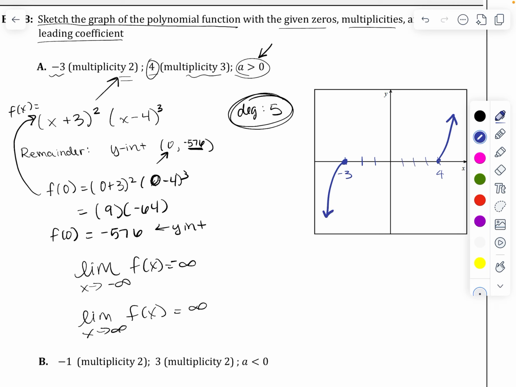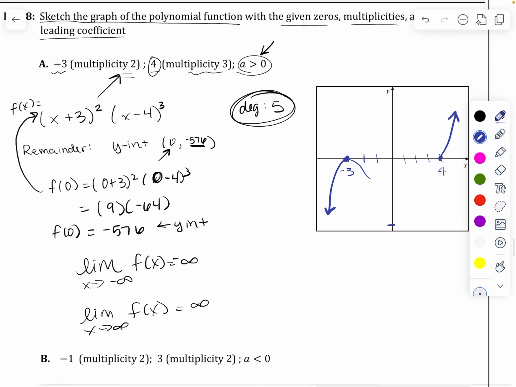And we know at -3 it's going to touch or bounce. So we know it's not going to cross through the x-axis. We know it's going to touch the y-axis. We'll call this point here 0, -576. Don't worry, it's not drawn to scale. So we know it's going to cross here somewhere, somehow. And then it's going to come back up and it will go through when x equals 4 because it has a multiplicity of an odd number.